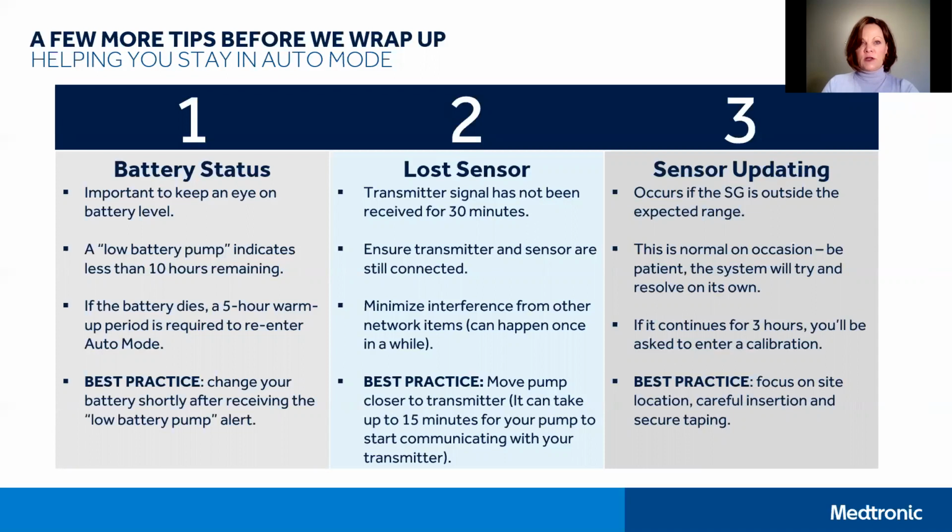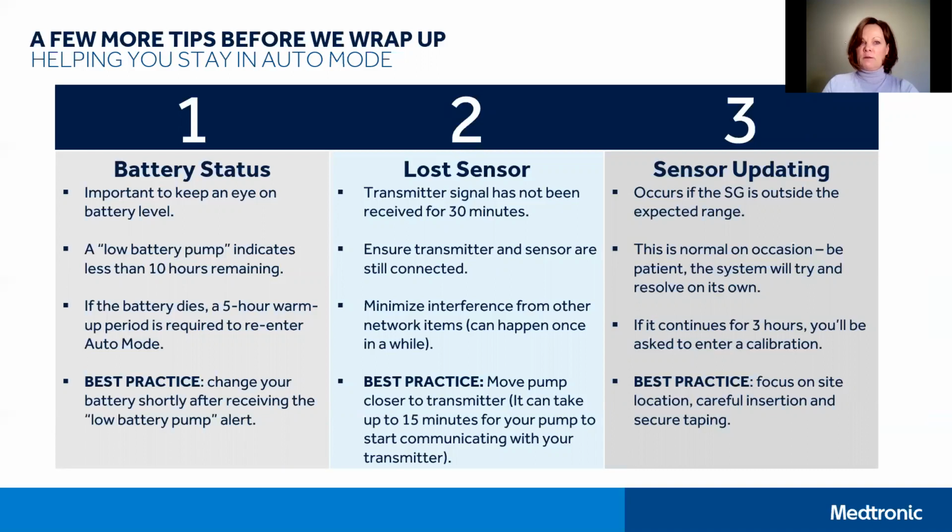The lost sensor alert is triggered when the transmitter has not received a signal for 30 minutes. So if you receive this alert, just quickly check to ensure that your transmitter and sensor are still connected. It's recommended to move your pump closer to your transmitter and sensor, as this alert can happen when you wear your sensor on one side of the body and your pump on the other side.